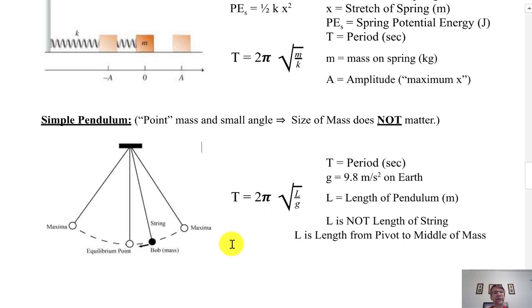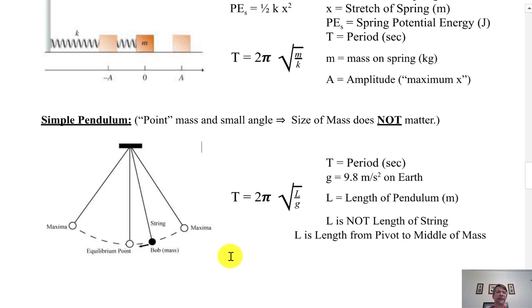Usually it's close to the length of the string, but it's the length from the top pivot point to the middle of the mass. Very important. I could ask you about that. From the pivot point to the middle of the mass, it's not technically the length of the string. A lot of books will say it's the length of the string.